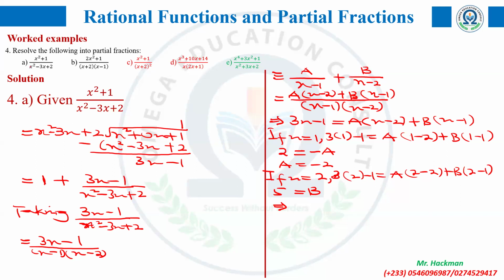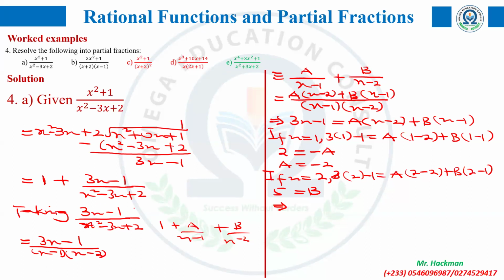If we were just asked to write the identity of this one, the partial fraction identity, then you would have concluded this way. After getting the partial fraction of this, then it will be 1 plus your A over your x minus 1, then plus the B over the x minus 2. That will be the partial fraction identity of the whole of this. But if you go on to find the A and B, then you know there's that partial fraction. That's what we have. So now we know the A and B.